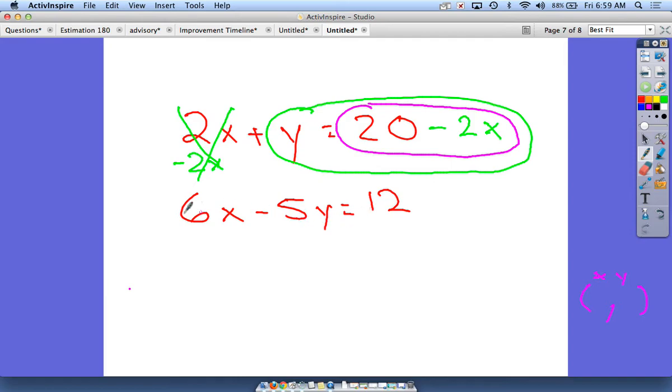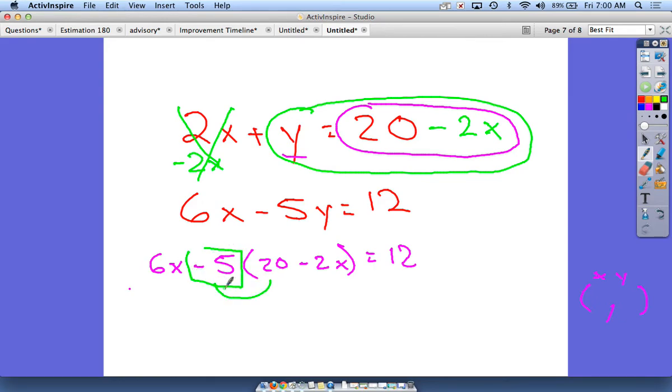So now I'm going to come down here to this equation, and where I see a y, which would be right here, I want to put 20 minus 2x in for it. So I will rewrite this, 6x minus 5, this is where my 20 minus 2x goes, equals 12. And you see I just put it in for where the y was in the equation, because this is y equals. So now I'll have to do a little distributive property, get this figured out. And remember, we want to keep this and take this as negative 5 multiplied by that, multiplied by this, and we'll also want to make this negative 2x.